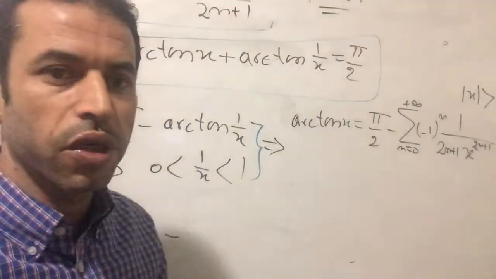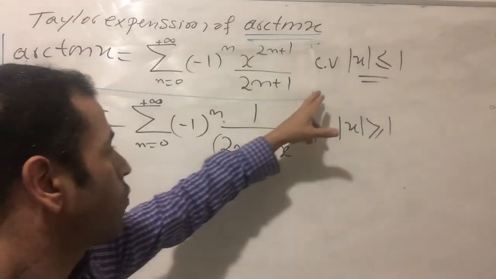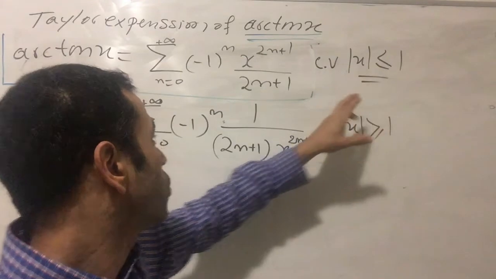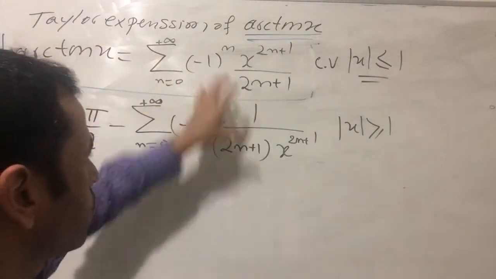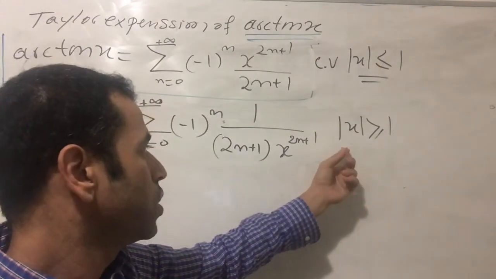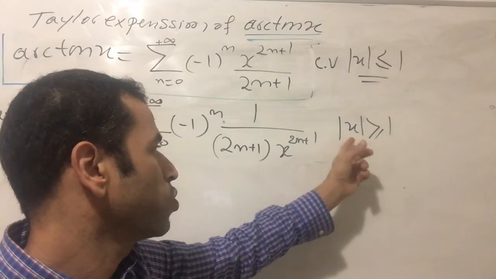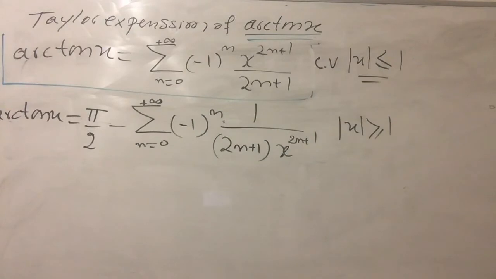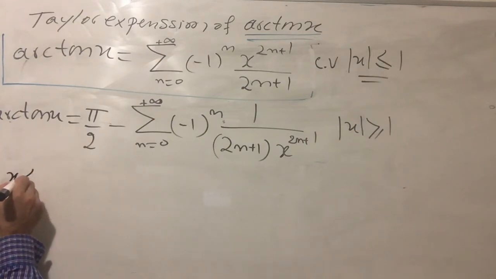We are using this technique. Well, now we get this sum. In the first case, when the absolute value of x is less than or equal to 1, we have this expression, arctangent of x equal to this sum. And also we did the case where the absolute value of x is greater than or equal to 1. We found this sum. Now I'm going to do the third case, when x is less than or equal to minus 1.